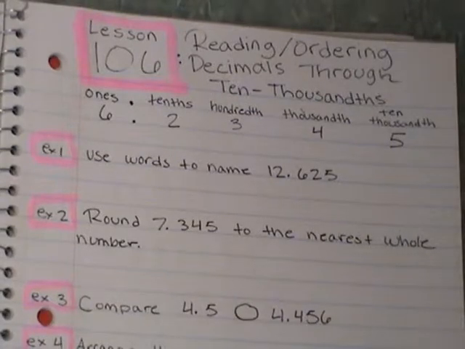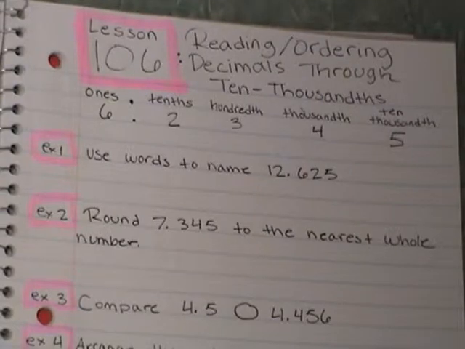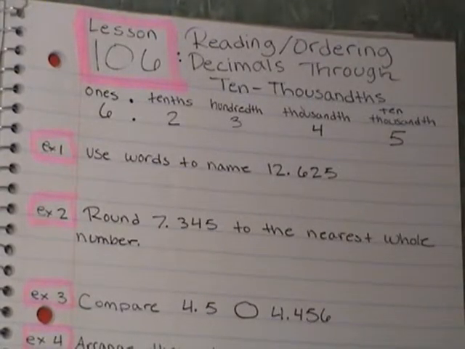So we're going to do example number 1. We're going to be writing it using words. Number 1 says use words to name 12.625. So go ahead and see if you can use words to write it down to name that decimal. You can pause it or you can listen as I do this.